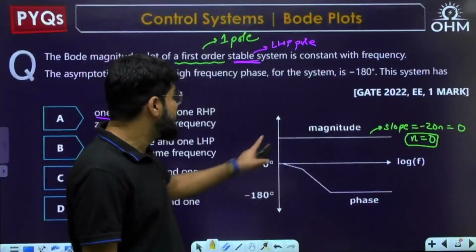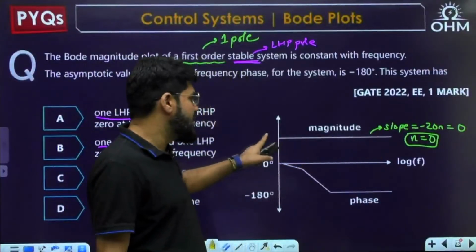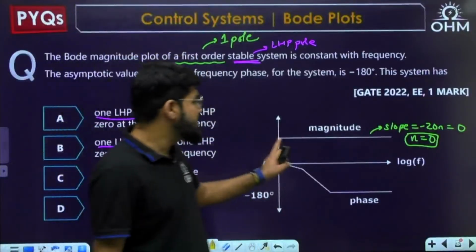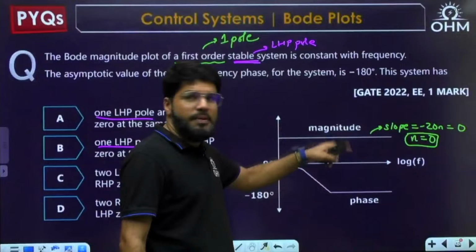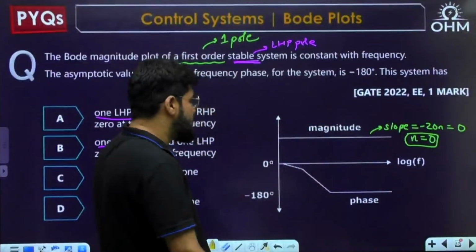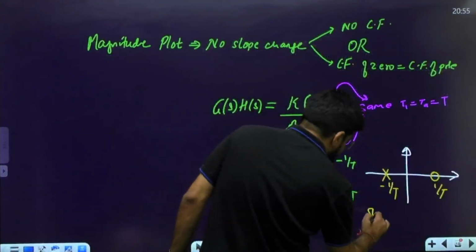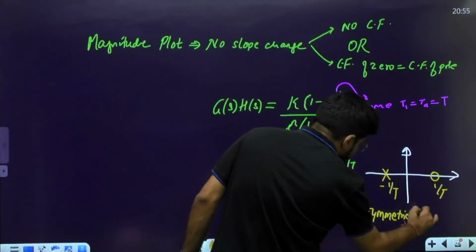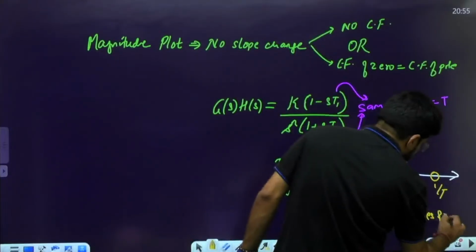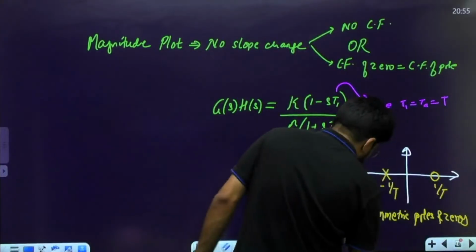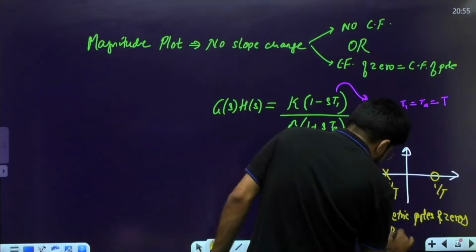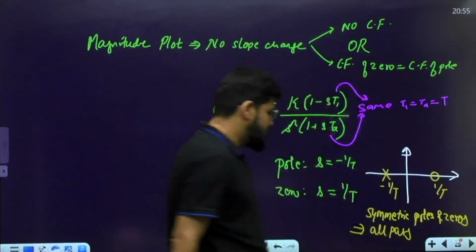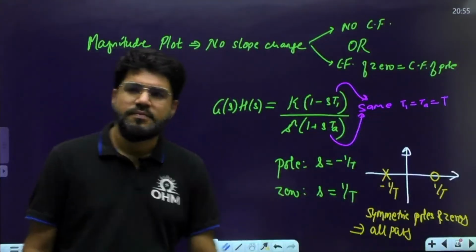That means every frequency is passed with equal gain. The magnitude is entirely constant. That means any frequency will be passed with the same magnitude by the system. This is what an all-pass system is. You have symmetric poles and zeros, and such a case is all-pass.